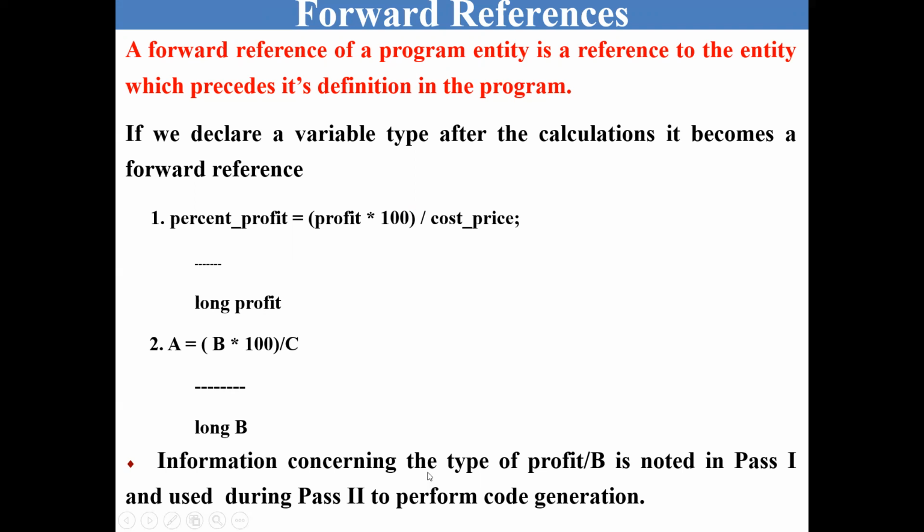So the information concerning the type of profit divided by B is noted in pass 1 and used during pass 2 to perform the code generation. Because this information is required in the synthesis phase, and the developer has declared it after calculating the answer of this equation, it is not possible to generate the code. So that is the reason that synthesis is not immediately followed.